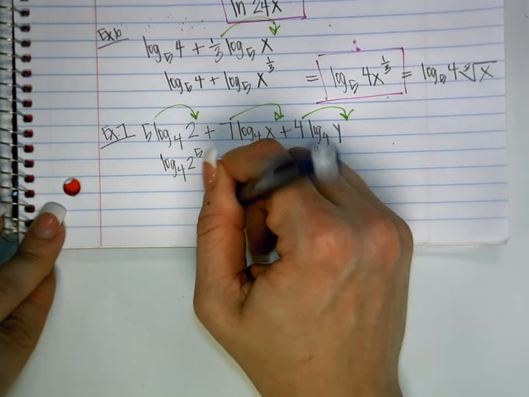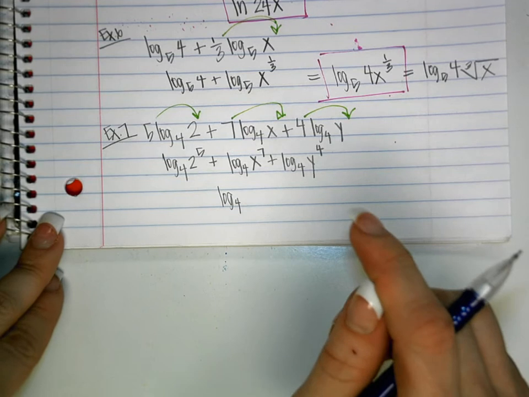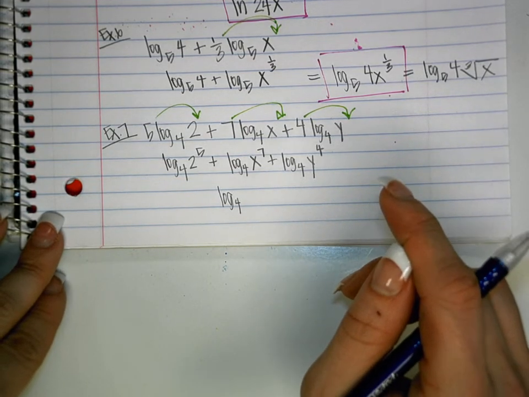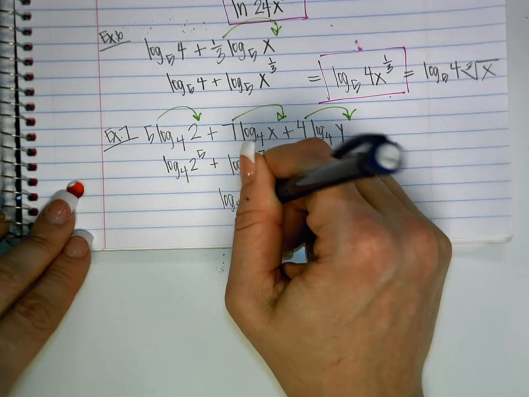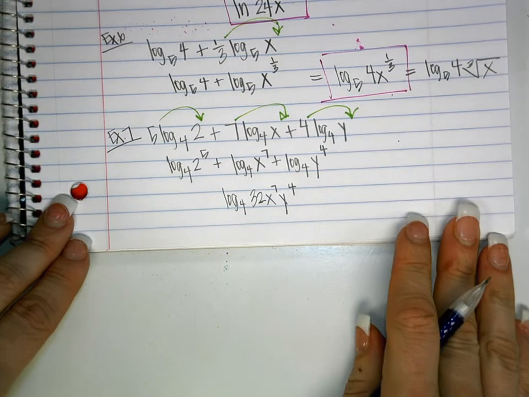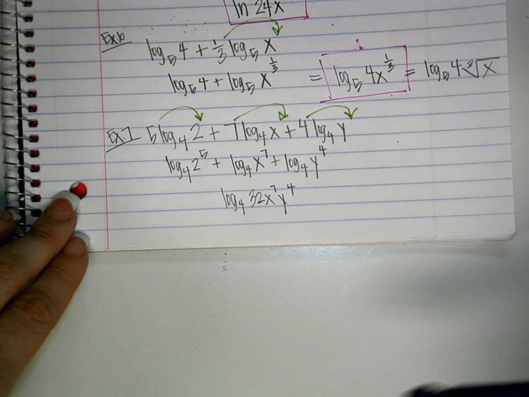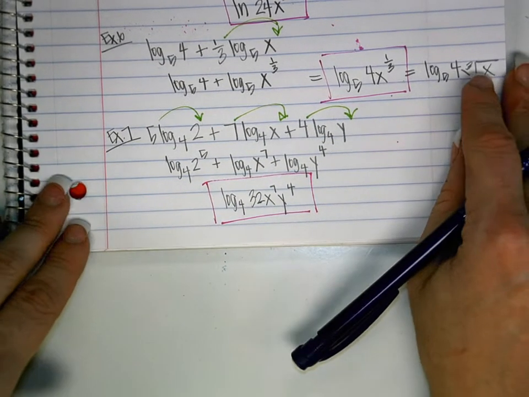So log base 4 of, is there a different way to write 2 to the 5th? What's a simplified way to write 2 to the 5th? What is 2 to the 5th? 32. So log base 4 of 32, x to the 7th, y to the 4th. Anyone have questions so far?